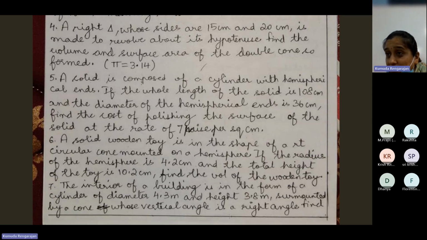Angle of inclination? Inclination of what? The radius and the slant height of the cone, that inclination is not given. But you can find it. Okay, so good.